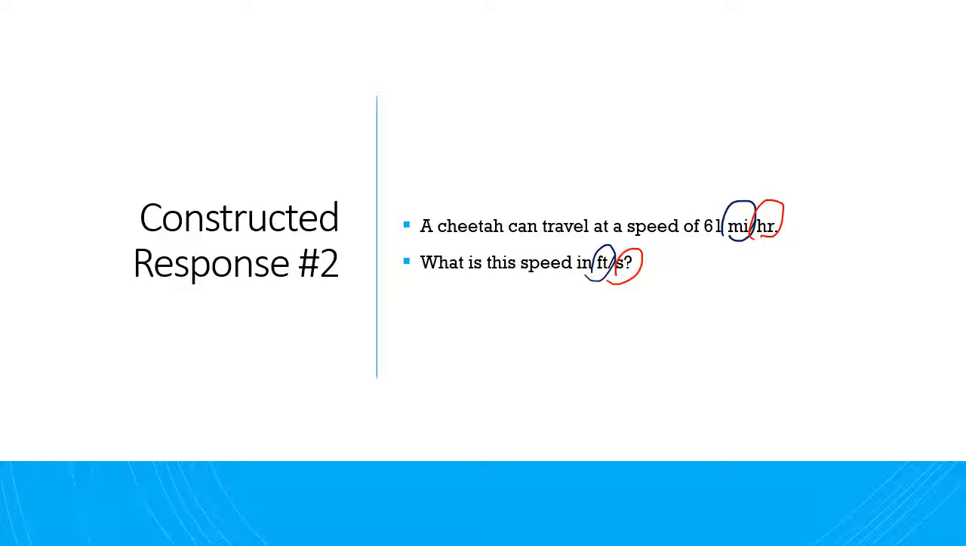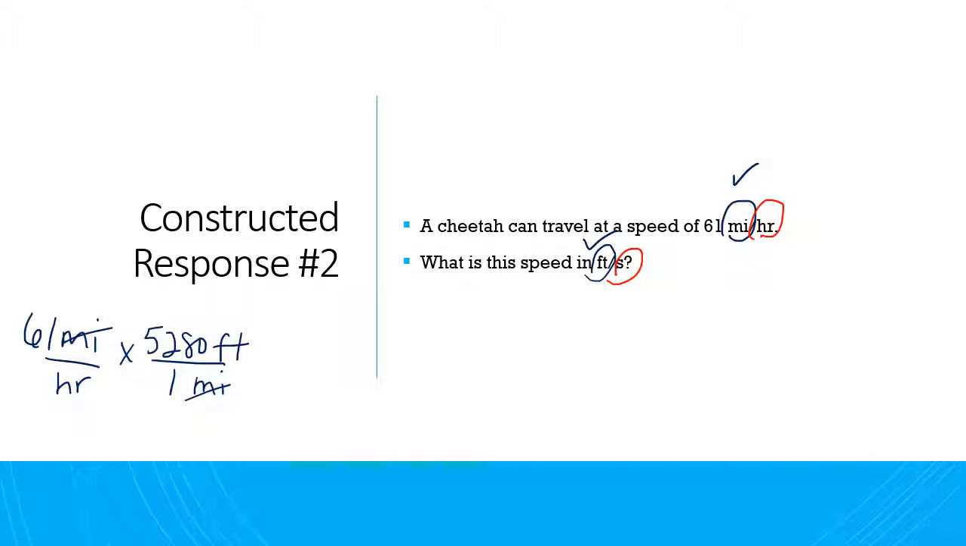So I'll start with my units of distance. So if I start over here, 61 miles per hour. Okay, and I'm trying to get those miles to feet. All right, so in 1 mile, there are 5,280 feet. That's in your conversion chart. I've already converted miles to feet. I'm done. Okay, there's nothing left to do there.